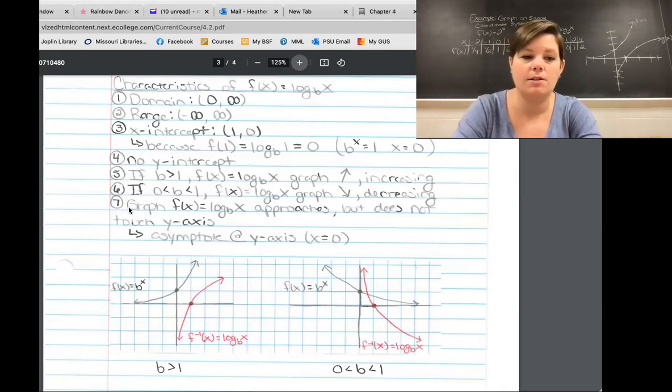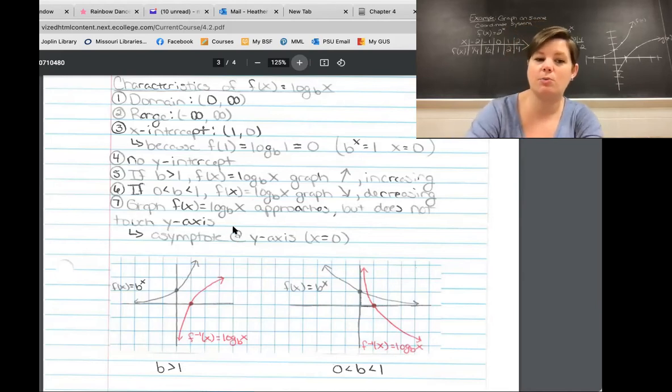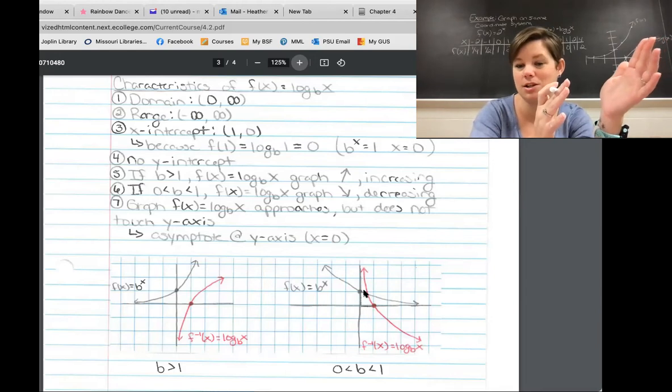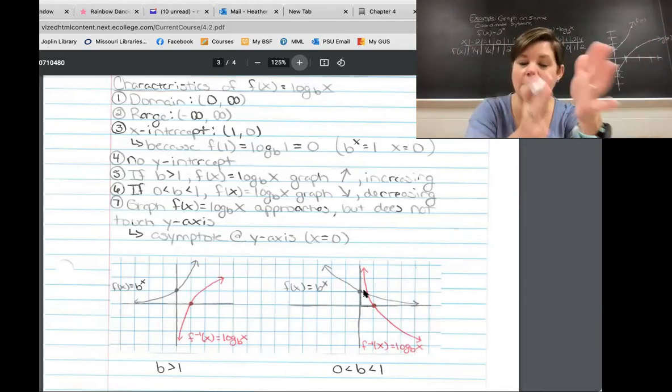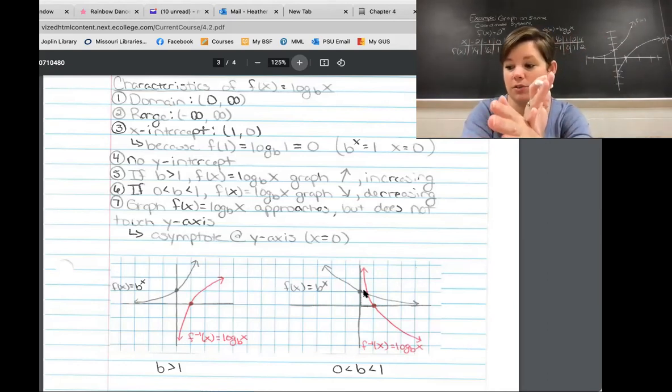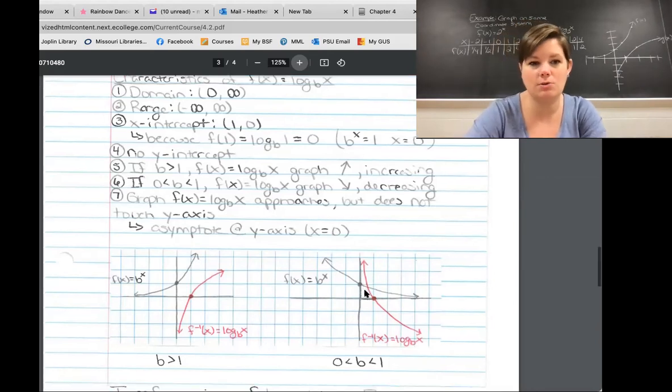Characteristic number 7 is that the graph of f of x equals log base b of x approaches, but does not touch the y-axis, which we've already kind of said. That means that there's an asymptote at the y-axis, or at x equals 0. It's never going to cross. Now, like I said in 4.1, that's in the basic graphs. If we do transformations, then there are chances that we're going to cross that axis, but that's because our asymptote is then also going to shift. And so we will always have an asymptote. It just isn't always going to be that y-axis if we're doing any type of shifting, which is what the next set of notes is.